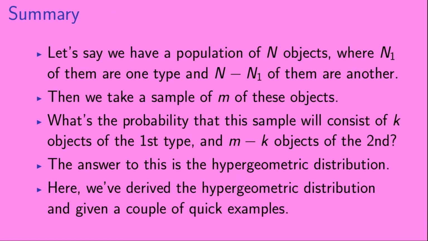Okay, now let's do a quick summary. Let's say we have a population of n objects where n1 of them are of one type and n minus n1 of them are of another. Then we take a sample of m of these objects. What's the probability that this sample will consist of k objects of the first type and m minus k objects of the second? The answer to this question is the hypergeometric distribution. Here, we've derived the hypergeometric distribution and given a couple of quick examples.